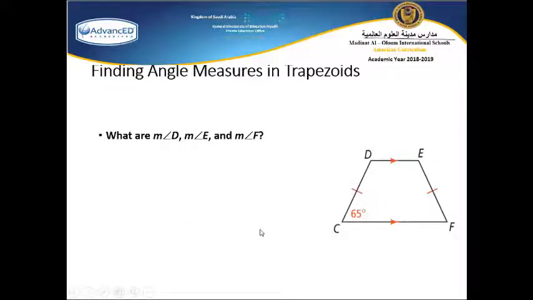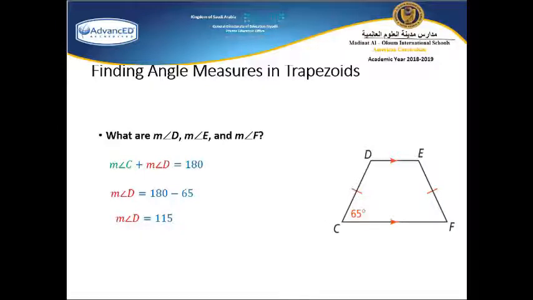How to find the measure of the angles of the trapezoid? This is an isosceles trapezoid. How to find the measure of angles D, E, and F? Since we have two parallel sides of the trapezoid, the measure of angle C and the measure of angle D are supplementary interior angles. Their sum is 180. Then the measure of angle D equals 180 minus 65. Then the measure of angle D equals 115.